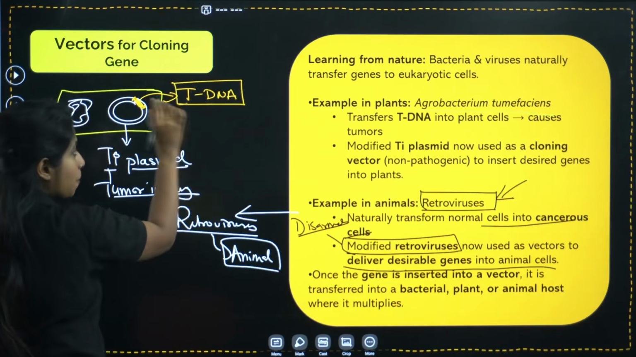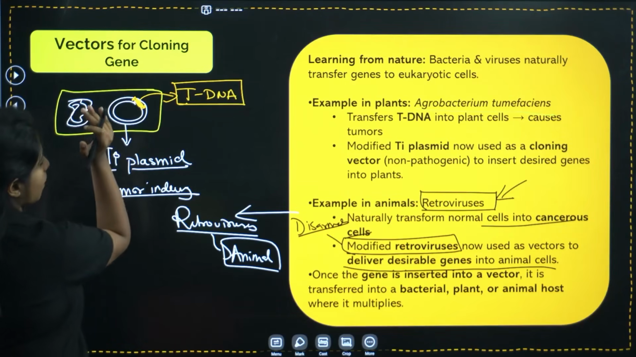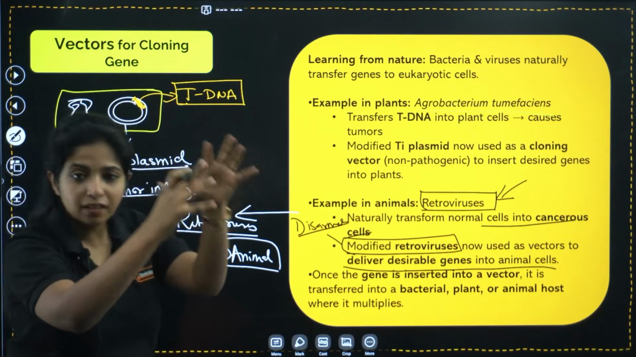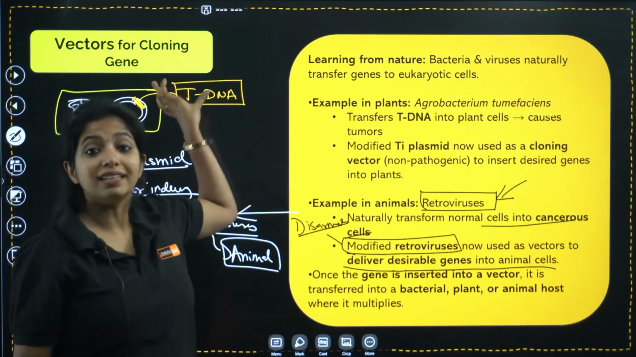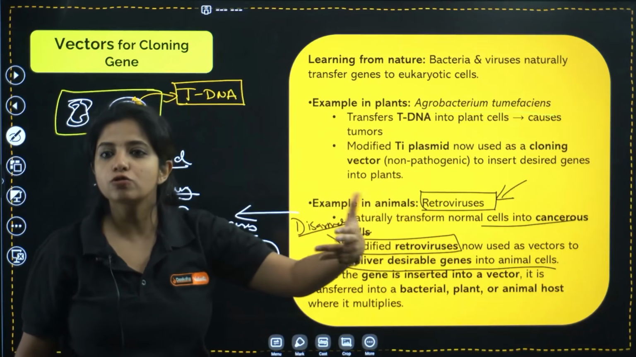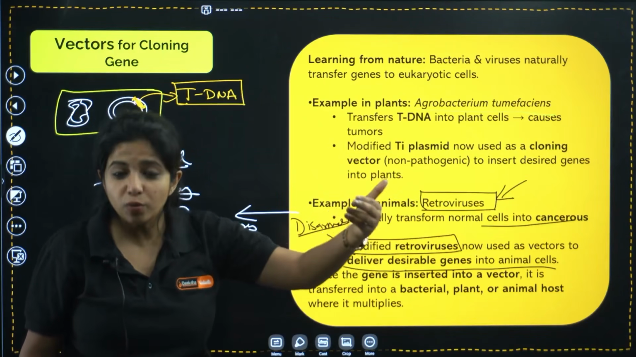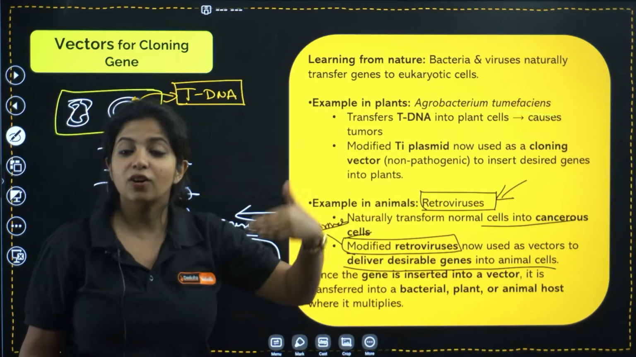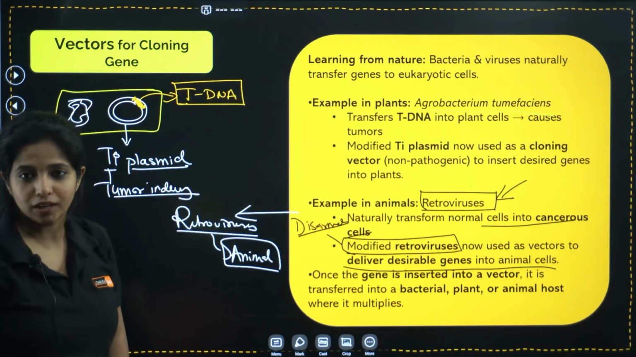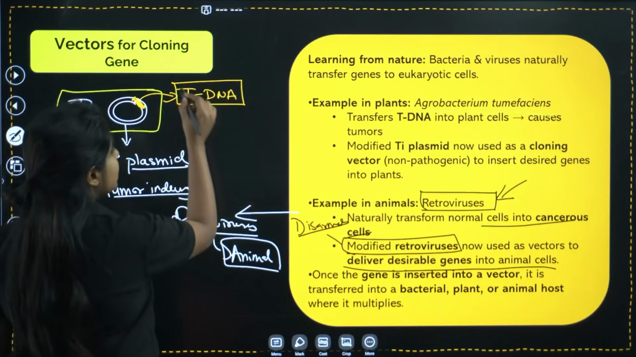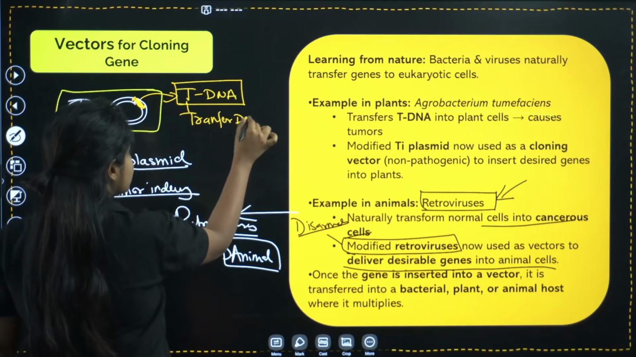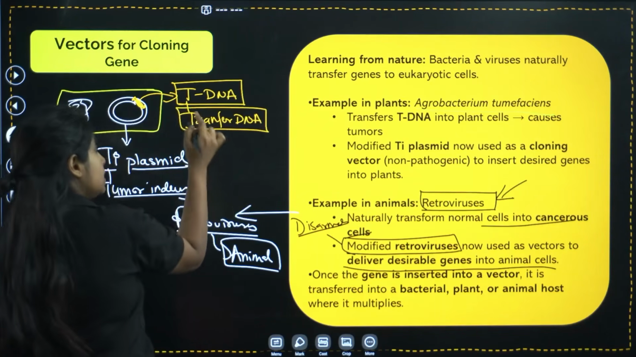Whenever a bacterium is going to infect a plant, the plasmid gets inside the plant, and so does the tDNA. This tDNA is going to cause a huge lot of trouble out there. It causes tumor in the case of plants. Why? Because this particular part is being transferred. tDNA stands for transfer DNA. So the DNA that is actually getting transferred and causing trouble is this particular part.